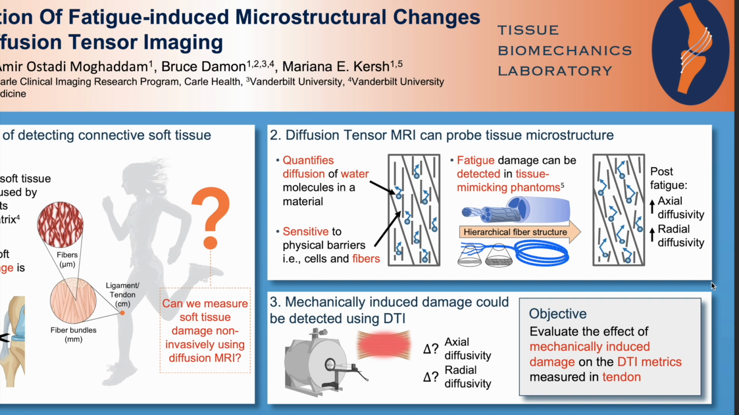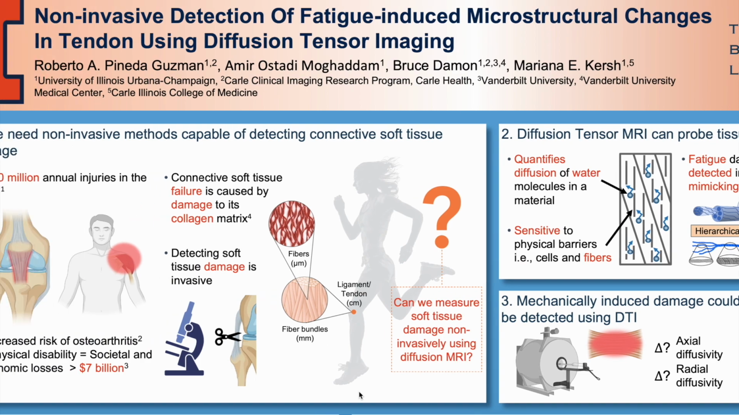Now, we want to translate these results into biological tissues and evaluate the effect of mechanically induced damage on the DTI metrics that we can measure in tendon, which is our research objective. Our hypothesis was that axial and radial diffusivity would increase in tendon as a result of mechanically induced damage.